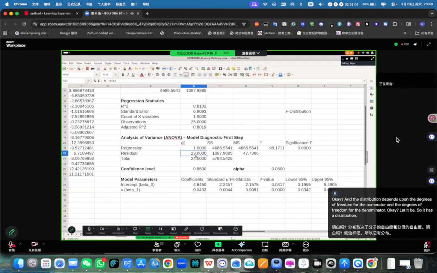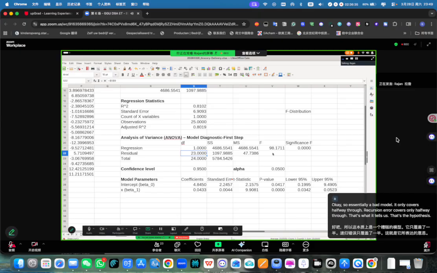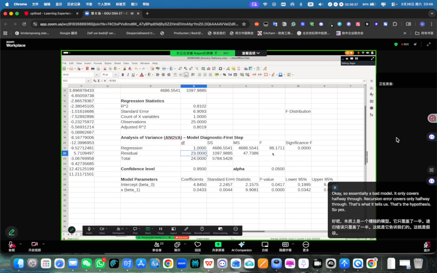And what is the hypothesis? The hypothesis is that the numerator and the denominator are equal. That is, the regression error and the residual error are equal. So essentially a bad model. The regression error covers only halfway through. That's what it tells us. That's the hypothesis. So the F statistic will have a value of 1.